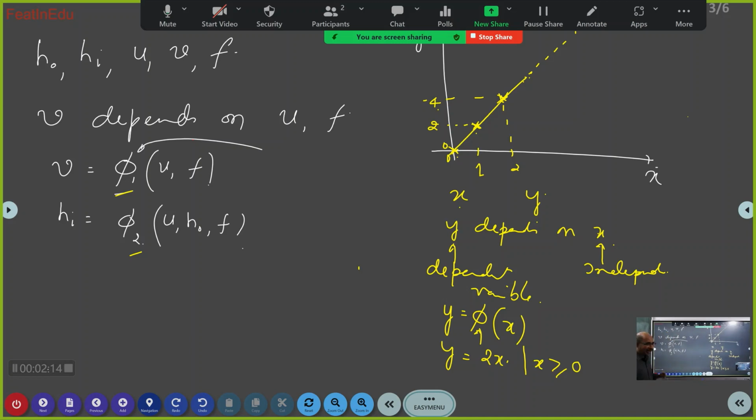Okay? Then similarly, the height of the image was varying in accordance with the height of the object and also the object distance and of course the focal length. So, H is related by another function. What is it? It depends upon phi 2, the name of the function. So, now our job is to give what is the relation. So, that is physics. So, we have experienced it. We have theorized it. Now we have to determine the relation.